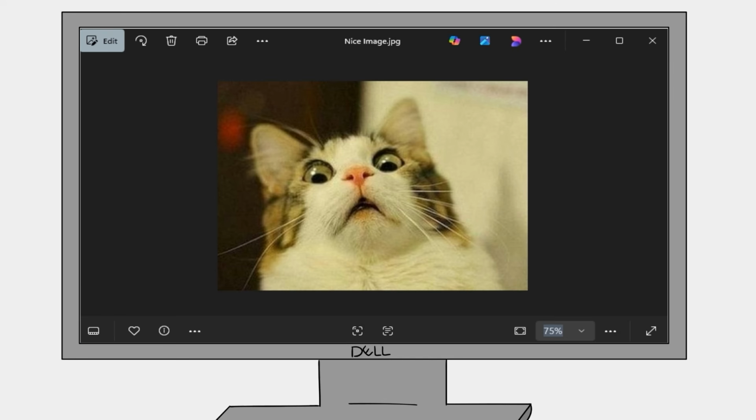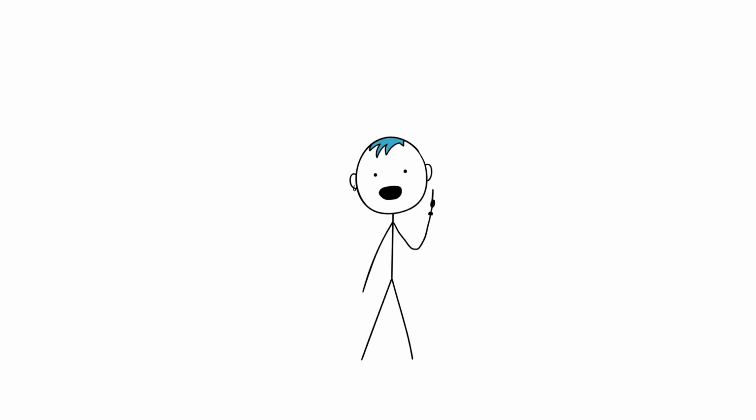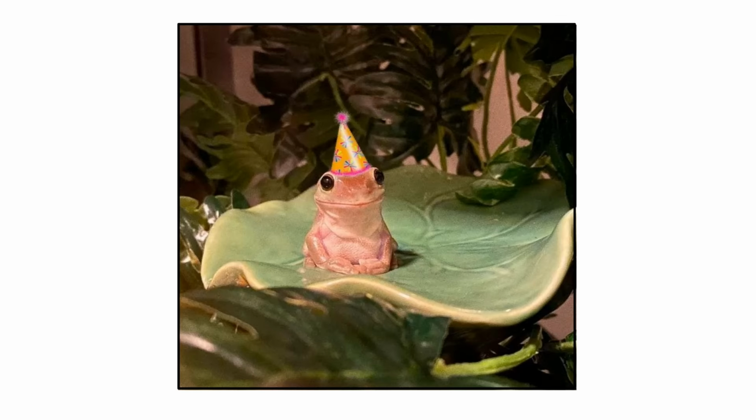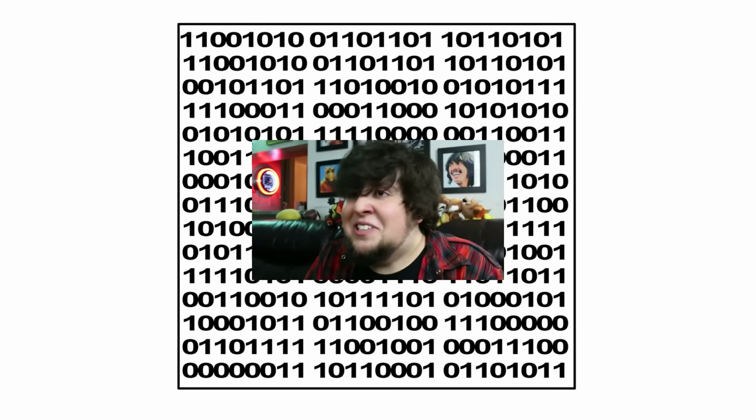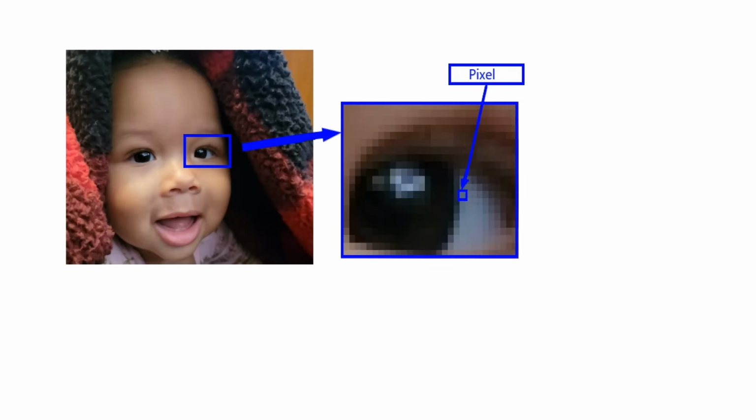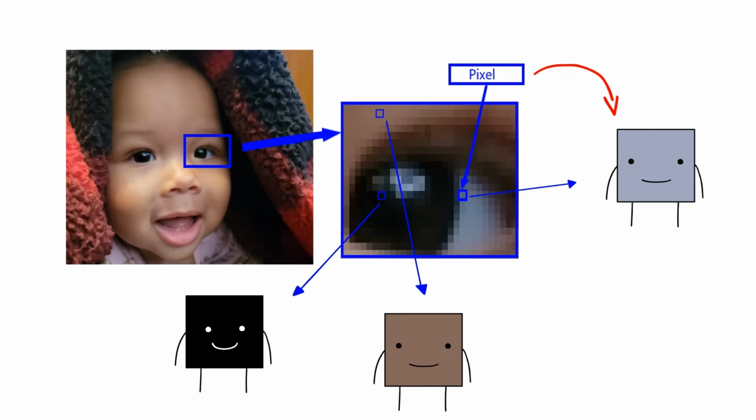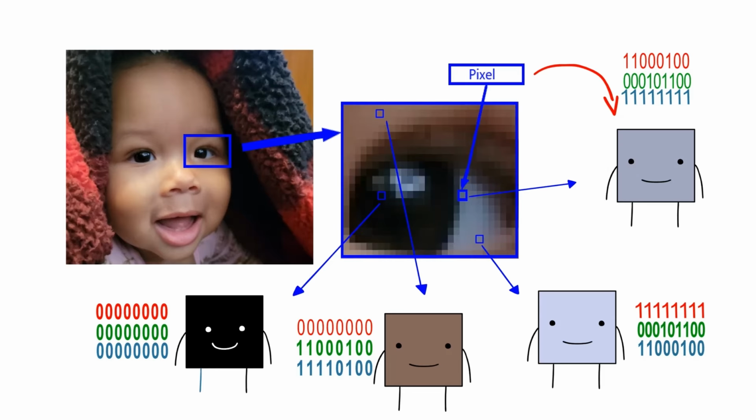Have you ever stopped to wonder how your computer can show you a photograph? The answer is this: your computer doesn't see a picture, it just reads numbers. Every digital picture is made of millions of tiny squares called pixels. Each pixel has a specific color, and that color is represented by a number.